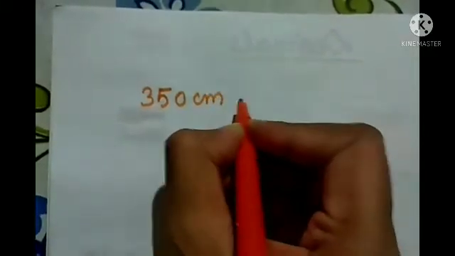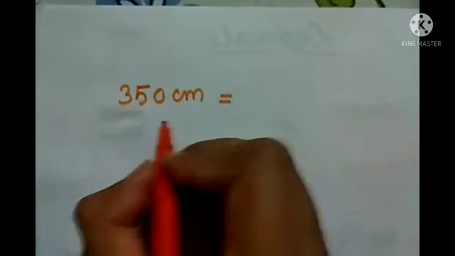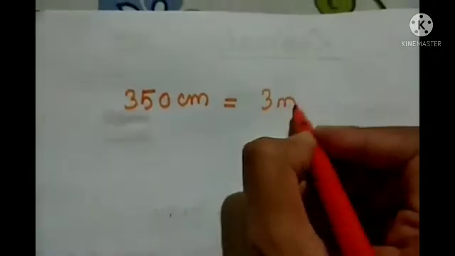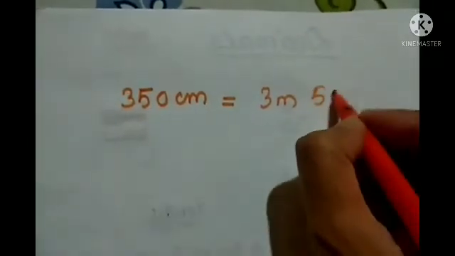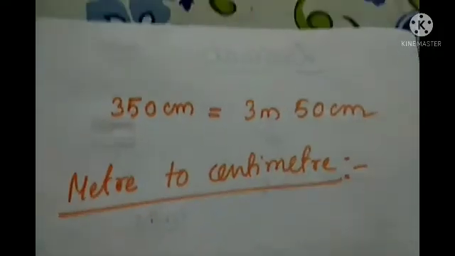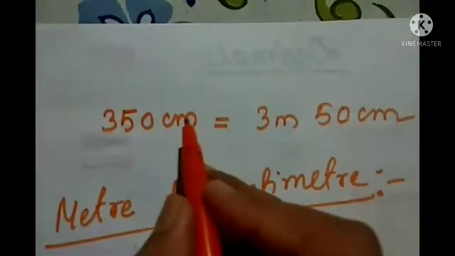Again, 350 centimeter is the height of the camel. So can you do it students? 300, so obviously 100 equals 1 meter, so 300 means 3 meter. And what is remaining? 50. So you have to write 50 this way: 3 meter 50 centimeter. So students, here we are converting centimeter to meter.